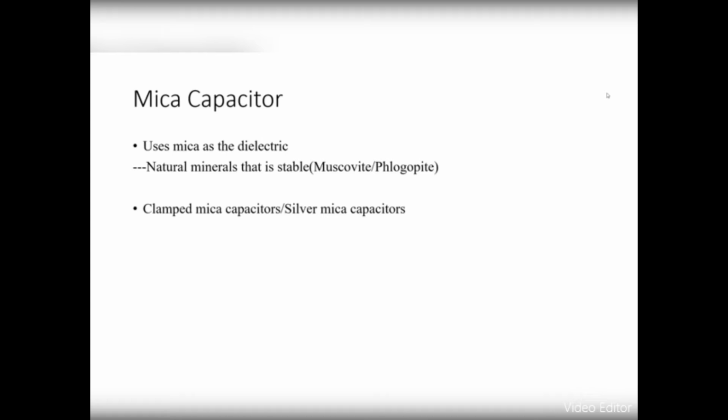Mica capacitor is a capacitor which uses mica as the dielectric. Mica is one of the natural minerals that is very stable in different aspects. Muscovite and phlogopite are the two types of mica that are frequently used. Clamped mica capacitor and silver mica capacitor are the two types of mica capacitors. Clamped mica capacitor is made from the combination of mica sheets and copper foils and clamped. The electrode or plate of silver mica capacitor is made of mica dielectric, which is silvered.